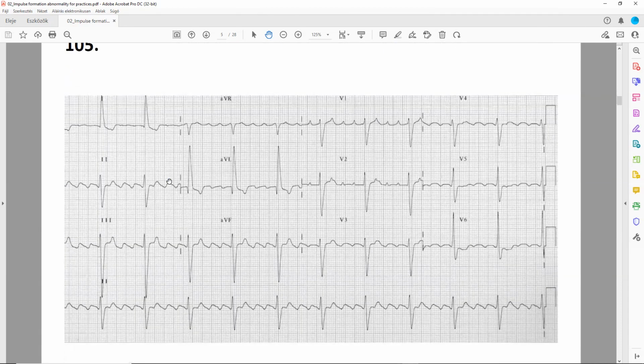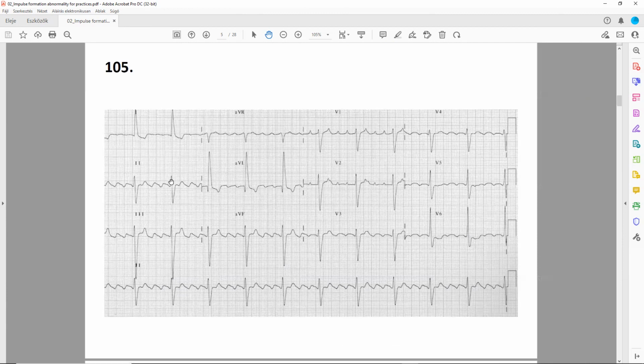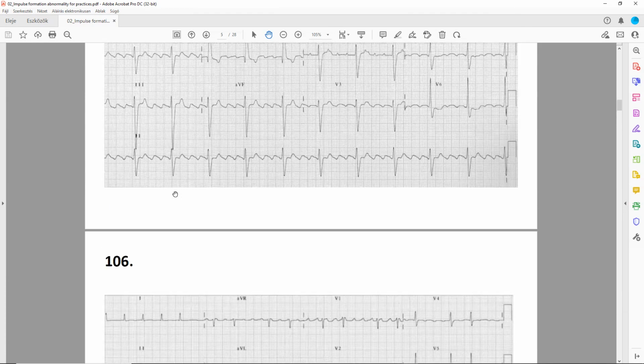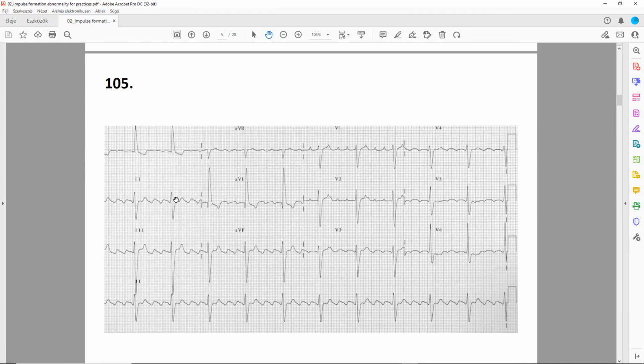Okay, let's see this one, 105. Who has 105? Nobody. 106? 106 is mine. Yeah, you can do both. Well, I didn't do mine either. I didn't know how to do that exactly.